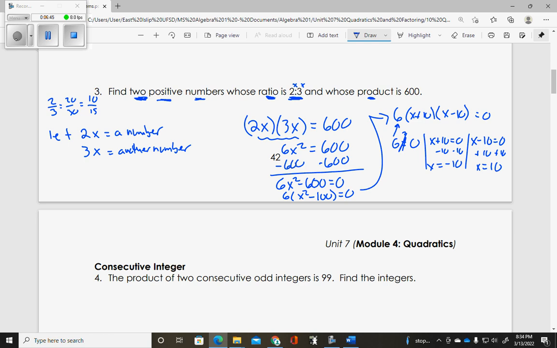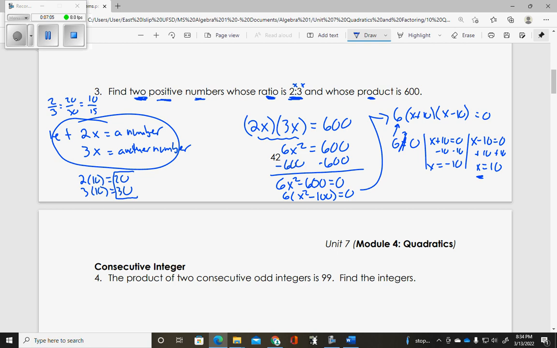We do get two answers, and I will substitute the x value in place of my let statements. So 2 times 10 is 20, and 3 times 10 is 30.